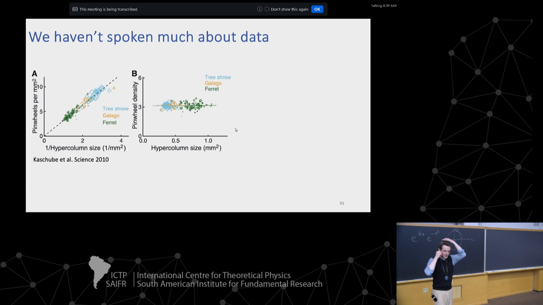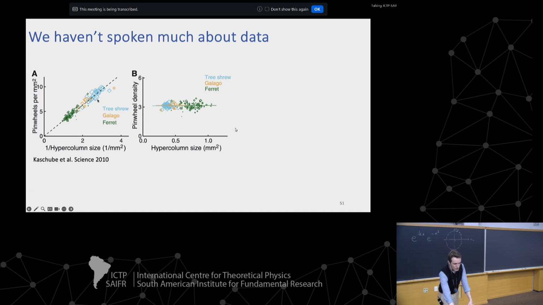The first study that measured pinwheel densities reliably in 3 species, tree shrew, galago, and ferret, was done by Matthias Kaschuber and Fred Wolf in 2010. Here, this plot shows a relatively large number of animals. Every symbol is an animal. The size of the symbol is the size of the imaging area of that particular sample. And on the 2 axes, you have the size of the hypercolumn, so that's this lambda squared, the typical scale of the animal.